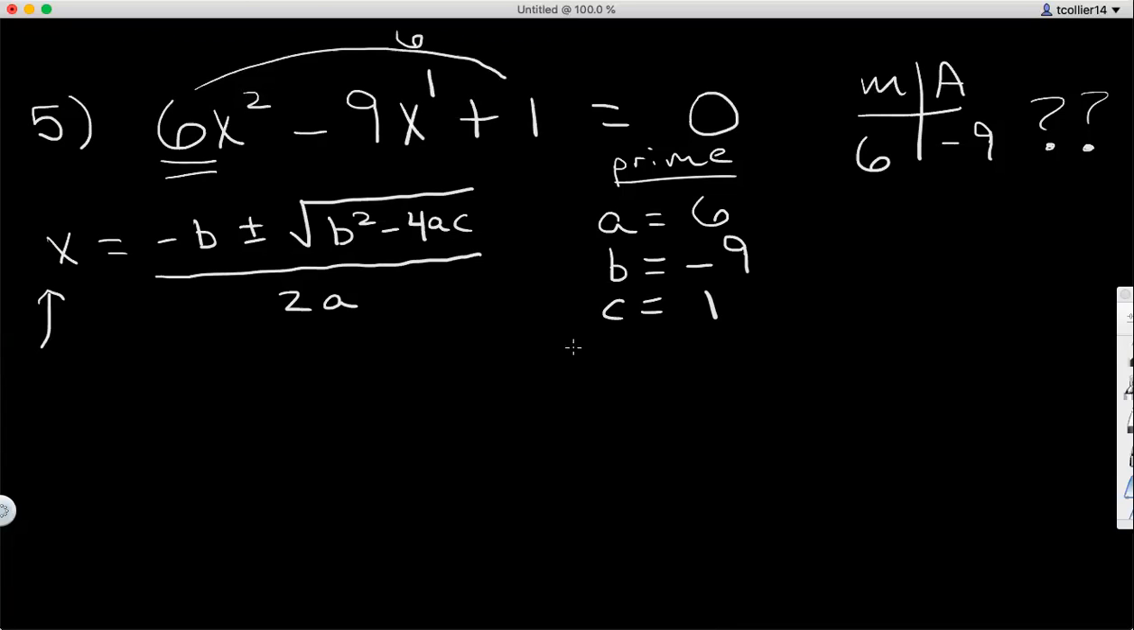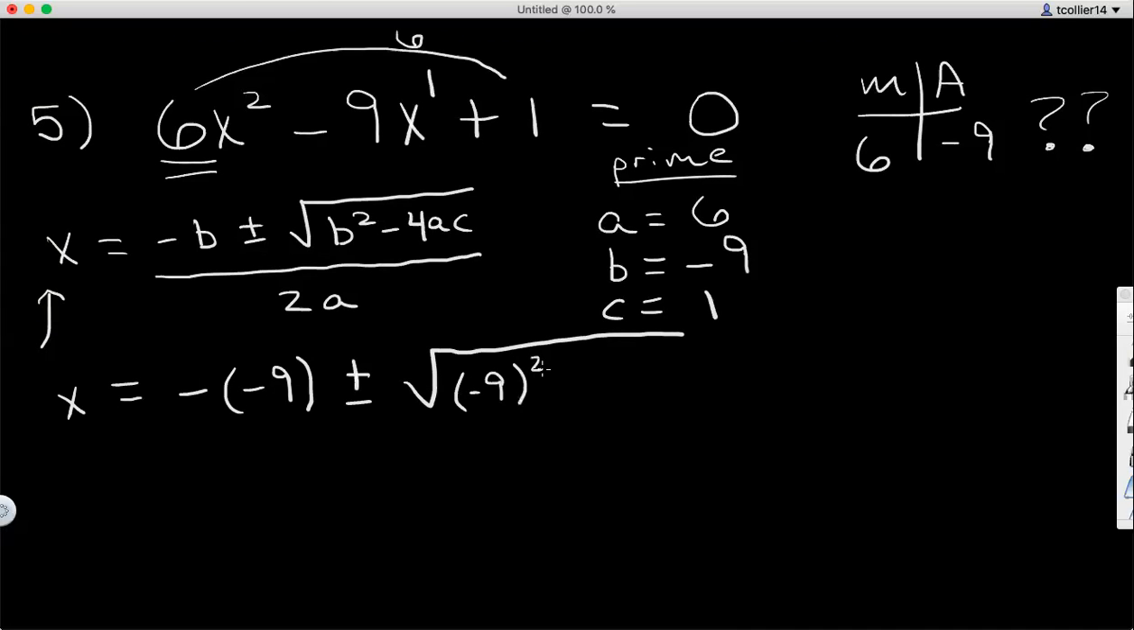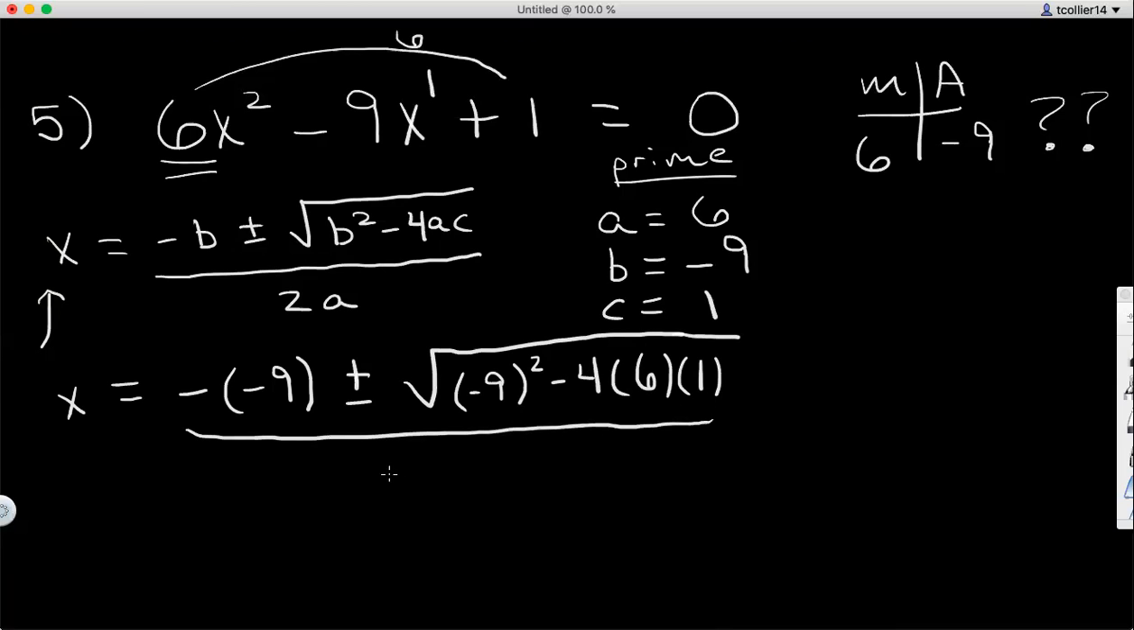So now I know what a, b, and c are, and now I can just plug in. So using the formula, I've got x equals -b. That would be a negative, right? A -9. Plus or minus the square root of b squared, which is -9 squared, minus 4 times a, which is 6, times c, which is 1. And everything is divided by 2 times a. So really 2 times 6.